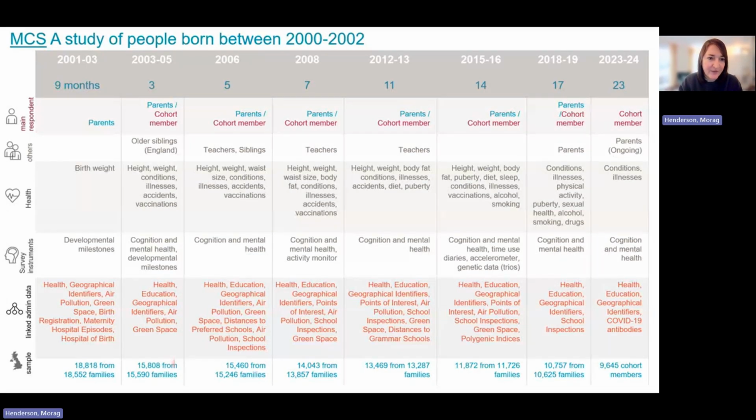These are the types of data linked to the Millennium Cohort study. So again, you can see the kind of wealth of information from either geographic or administrative linked data. And yeah, we currently have a sample size of close to 10,000 at age 23.